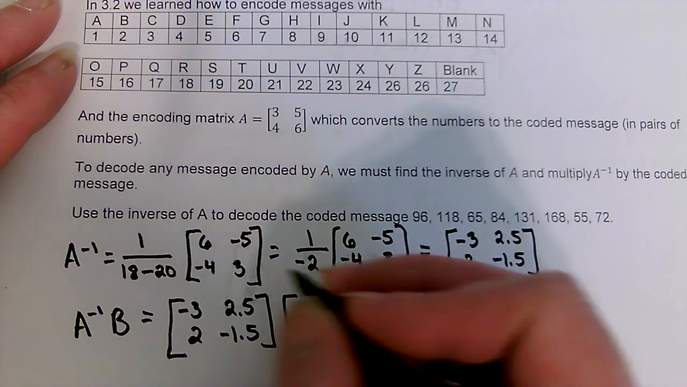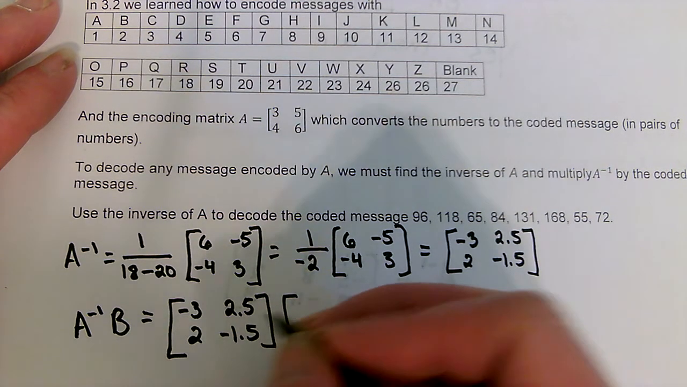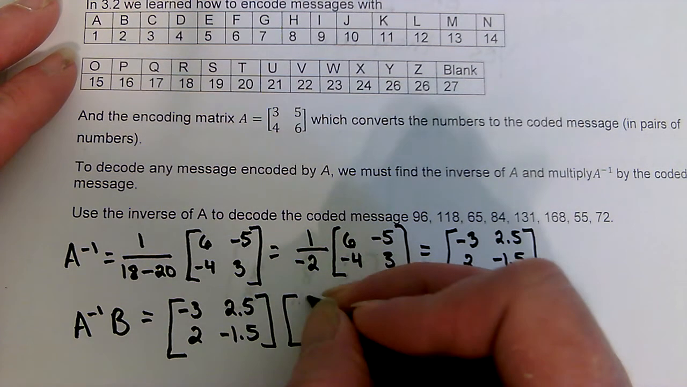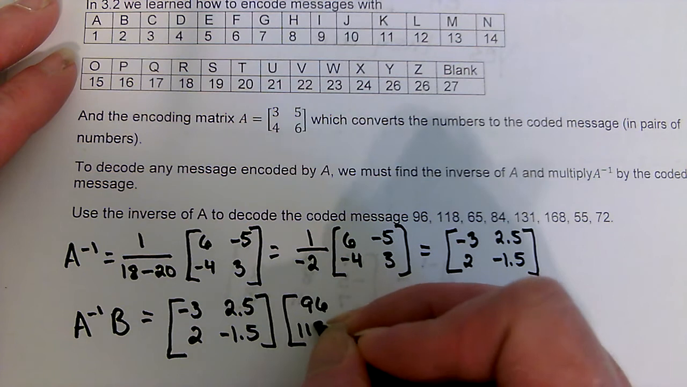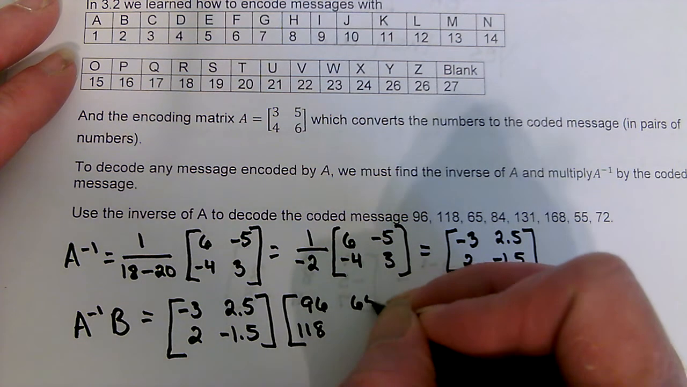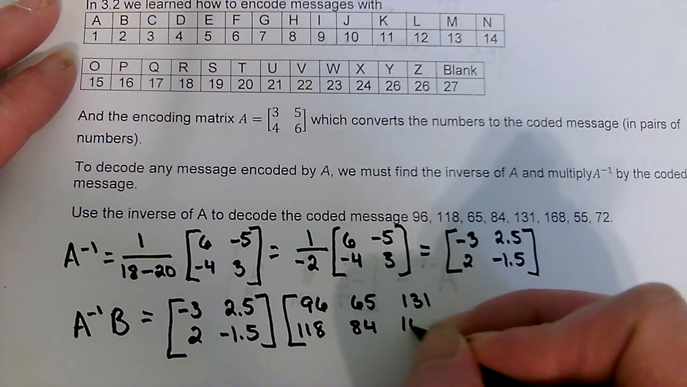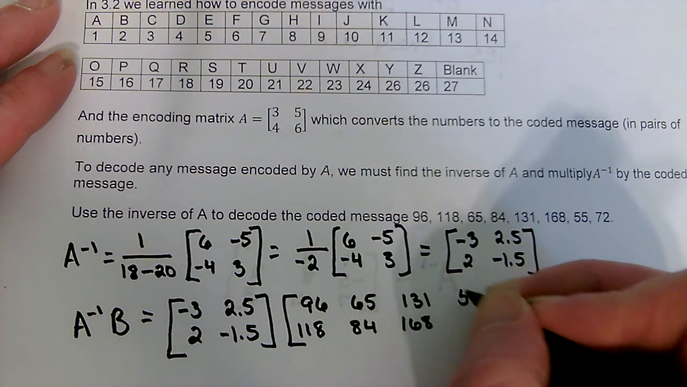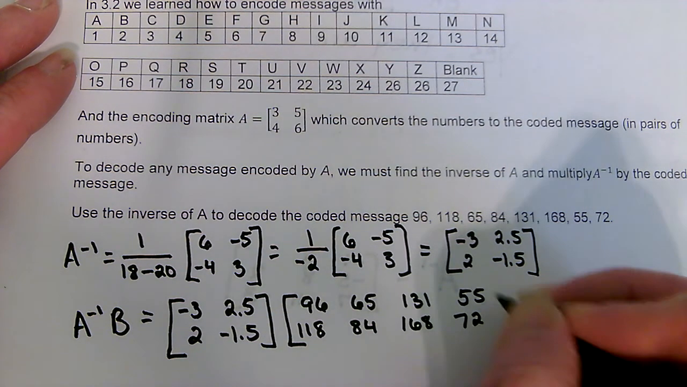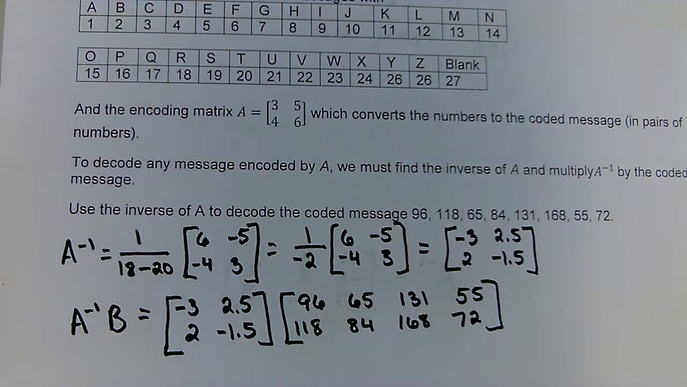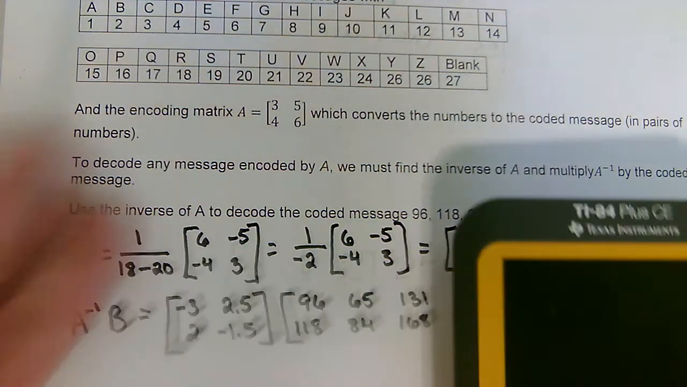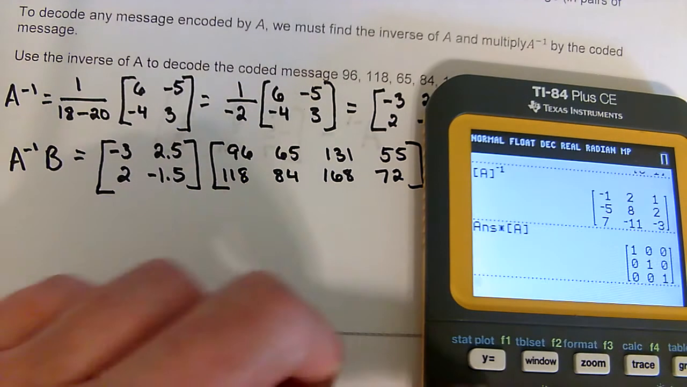I'm going to put the coded message, since this is a row with 2 items, I need to have 2 in each column. So 96, 118, 65, 84, 131, 168, 55, and 72. And I'm going to actually multiply that in the calculator because that's going to take some time.